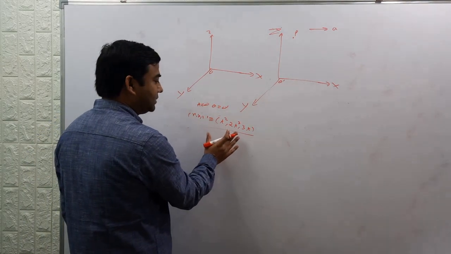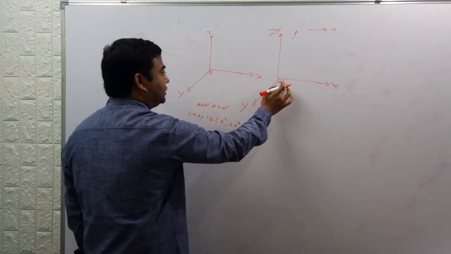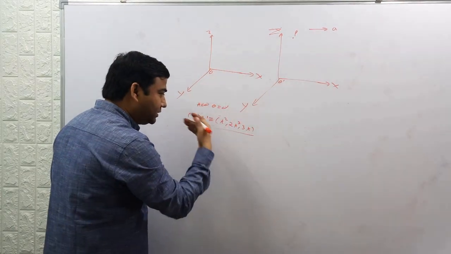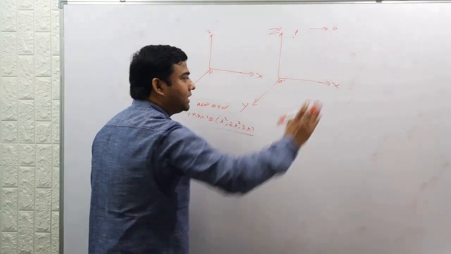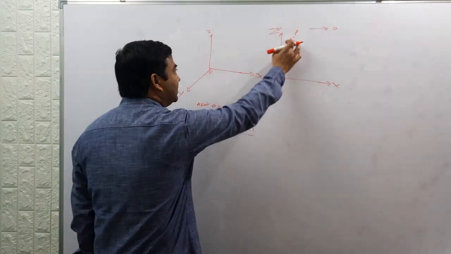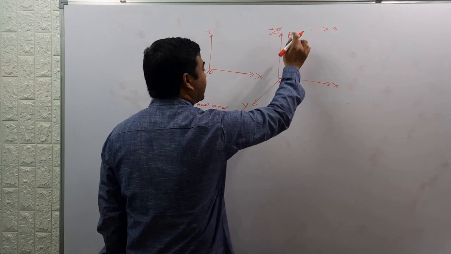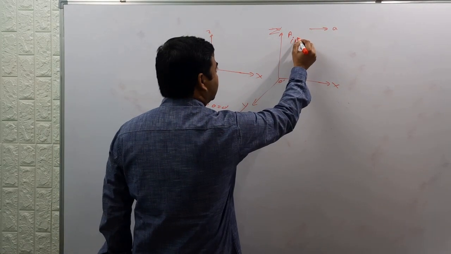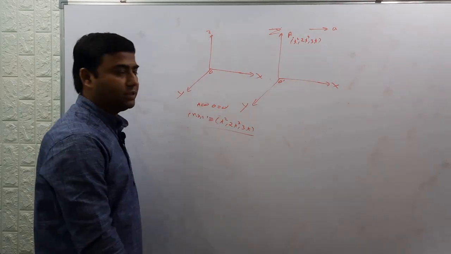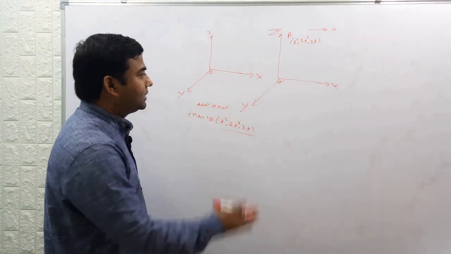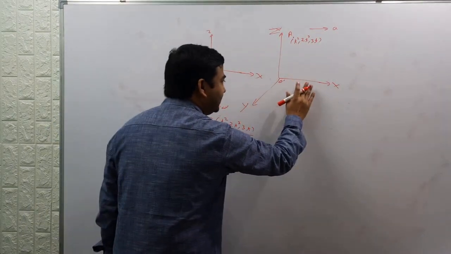At t equal to 0, this point is located at the origin, and this point is also located at the origin. After time t, this frame has moved from O to O dash, because this frame is moving with acceleration a, and this point P has moved from O to P. Let us say it is point A, and its coordinates after time t are t square, 2t cube, 3t. So we have to find the relation between the acceleration of this point from this frame and from the other frame.